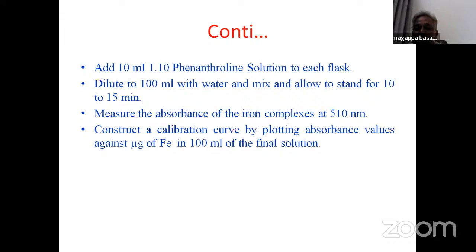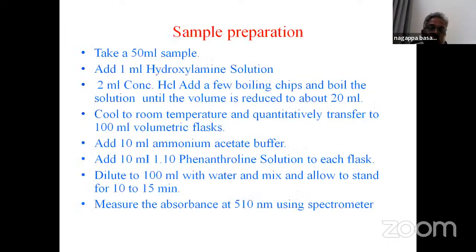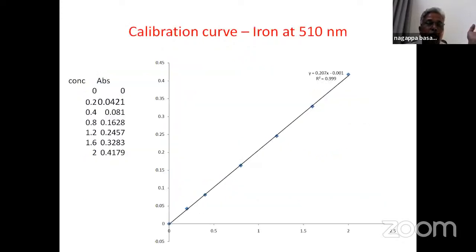Mix it. Let it stand for 10 to 15 minutes. After 10 to 15 minutes, measure the absorbance of the iron complex at 510 nanometers. Construct the calibration curve plotting absorbance versus concentration of iron. Take a 50 ml sample, add 1 ml hydroxylamine solution and 2 ml HCl. Follow the same procedure. Plot the curve of absorption versus concentration of the iron content. This is the curve.